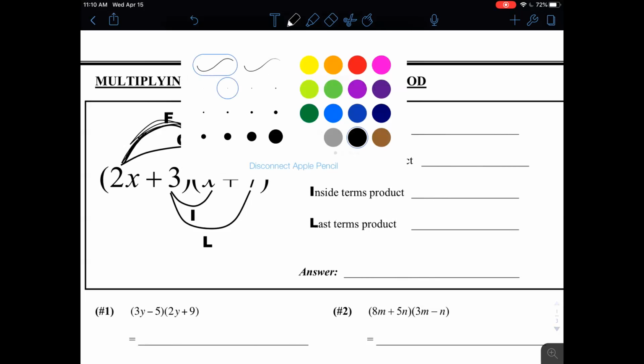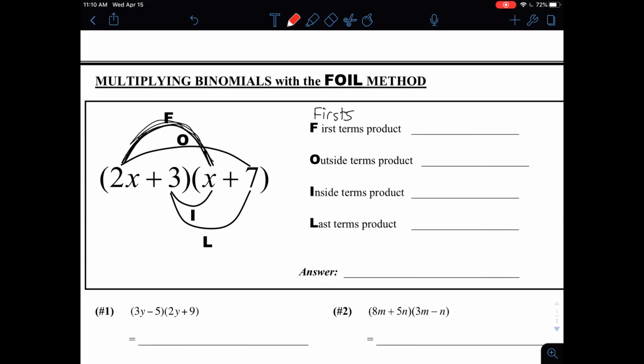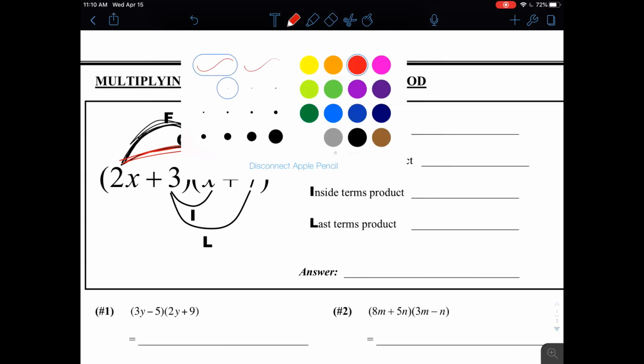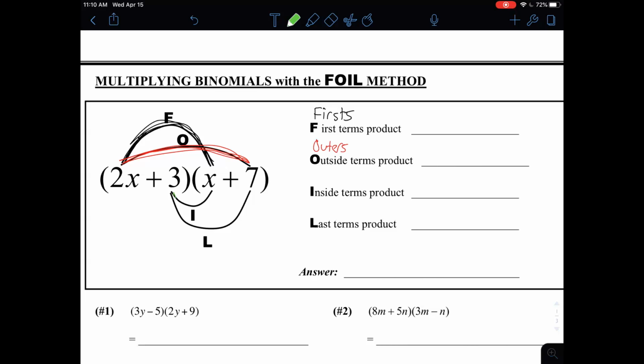And then we're going to do red. And then we do the outsides, or the outers. Then we're going to do the insides or inners. Then we're going to do the lasts.